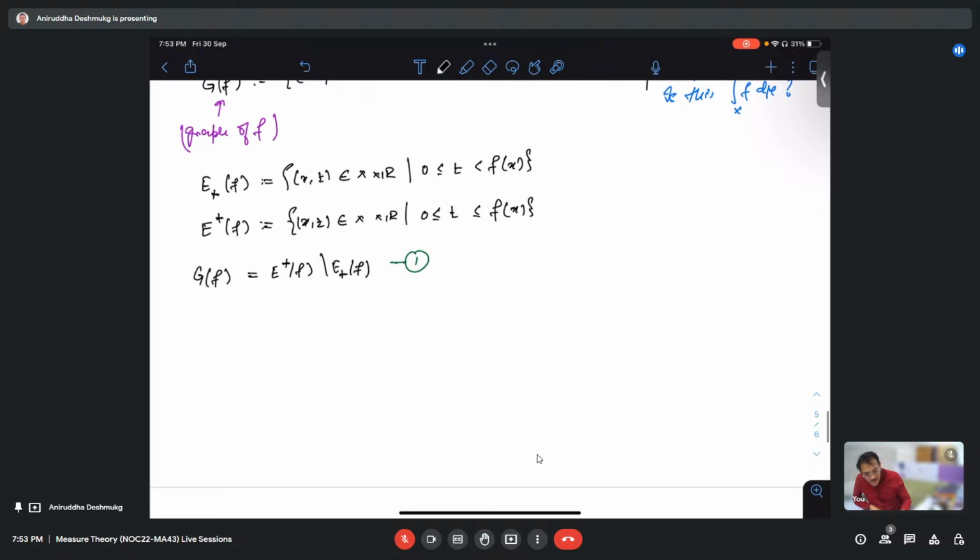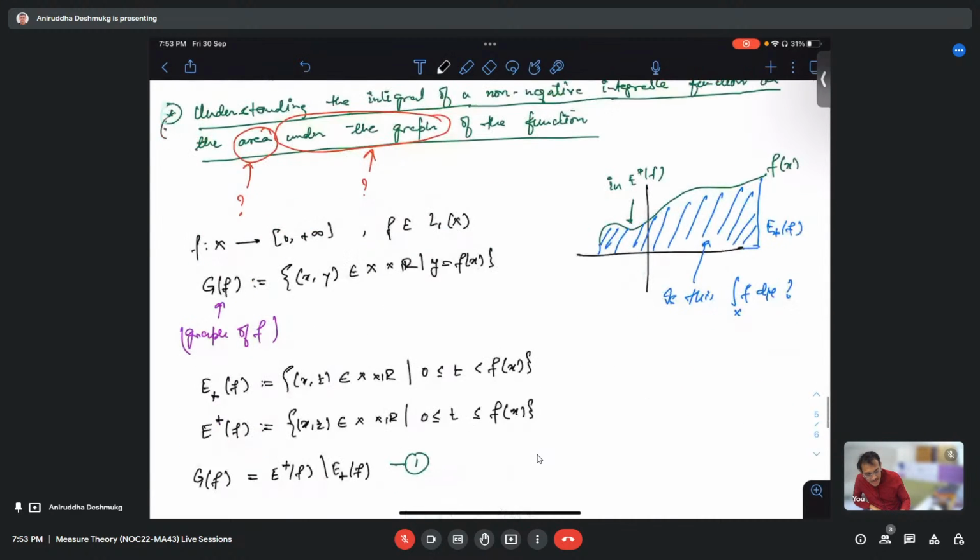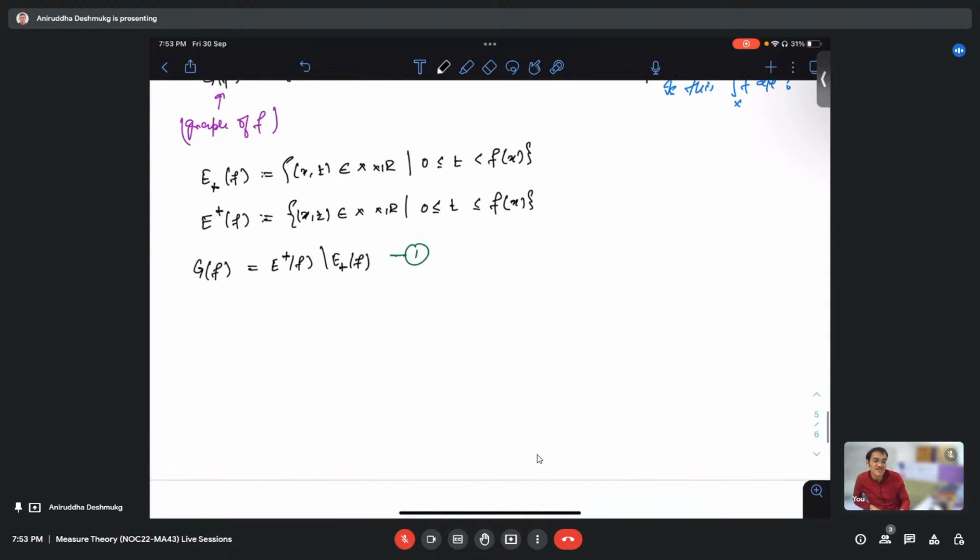Right. Now I'm going to prove a sequence of results regarding all this. So I will name them like this. A. The first result is this: let Fn be an increasing sequence.